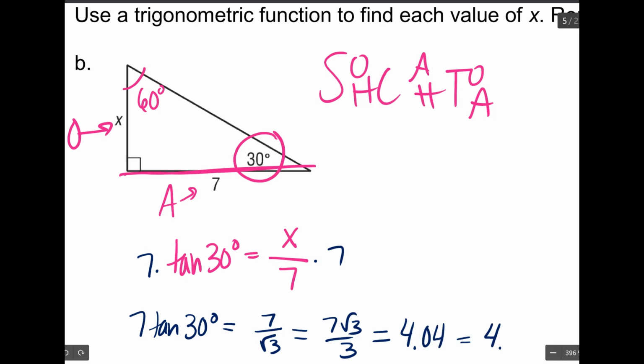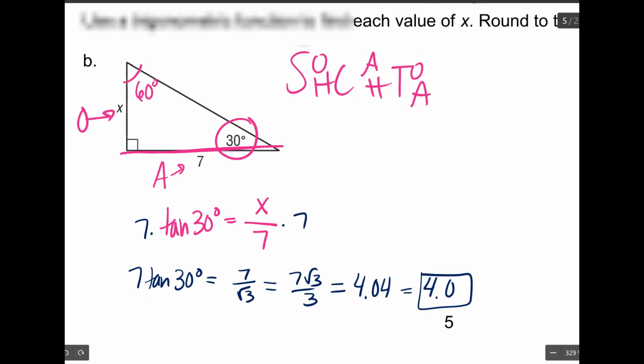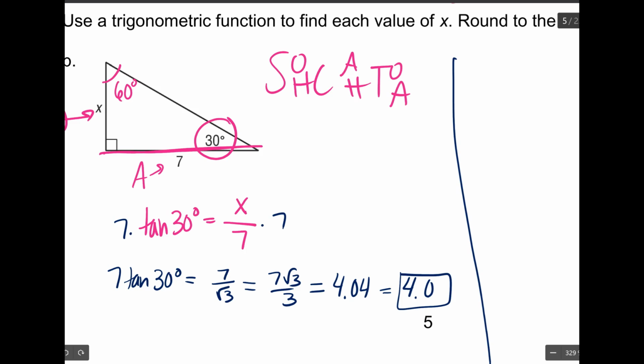Nearest tenth, what would this be? Oh, I know. 4.0. Okay. All right, so 4.0. Let's make sure we get that answer the other way. So if this is a 30 degree angle, I want to know what the short side is. And I know that x times root 3 is the side across from 60 degrees.